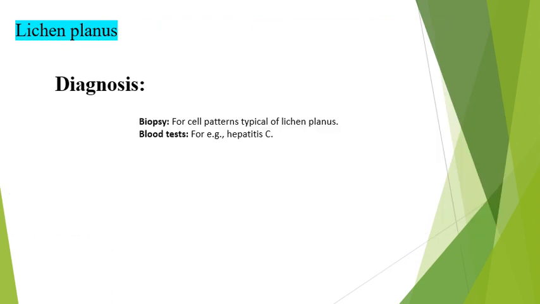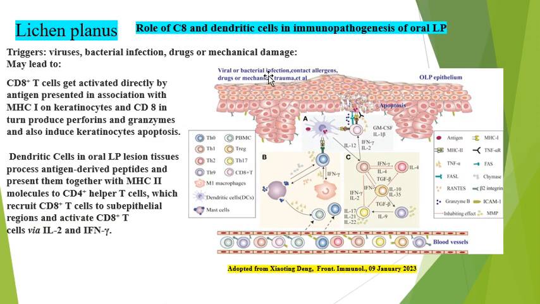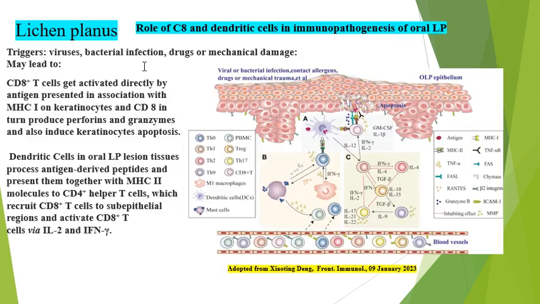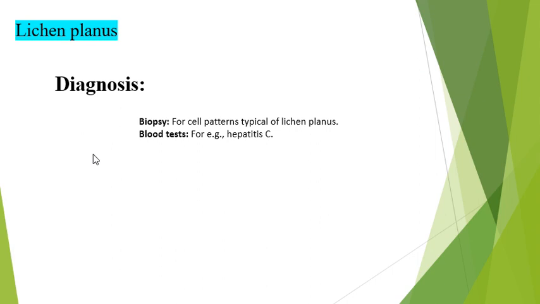So let us now come to the diagnosis of lichen planus. We take a biopsy to look at the cell pattern I talked about before, and also a blood test. We look for a trigger, maybe viral, bacterial, or whatever. So we need both biopsy and blood tests.